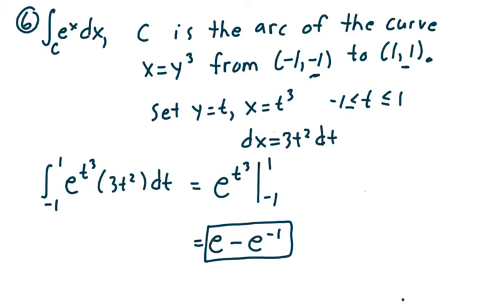But remember that we need dx here. So dx is 3t squared dt. And remember, this is all substitution all the time. So I'm going to take the integral from -1 to 1 of e to the t cubed times 3t squared dt. But that's e to the t cubed evaluated from -1 to 1. If I plug 1 in for t, I get e. If I plug -1 in for t, I get e to the -1. So my final answer is e minus e to the -1.